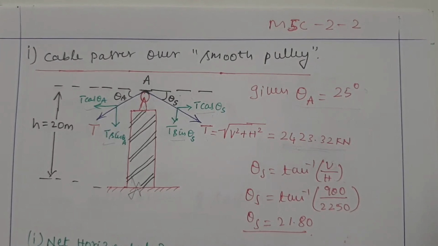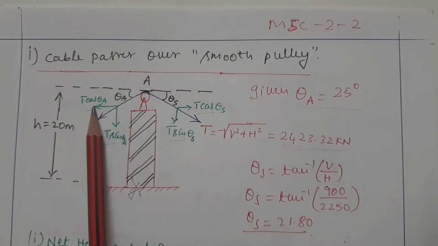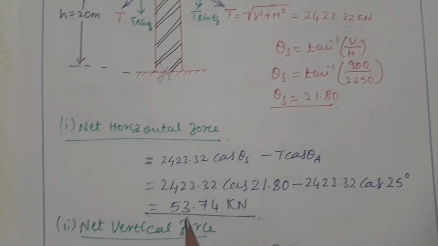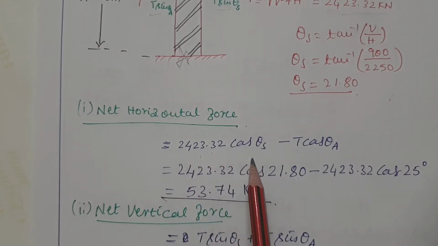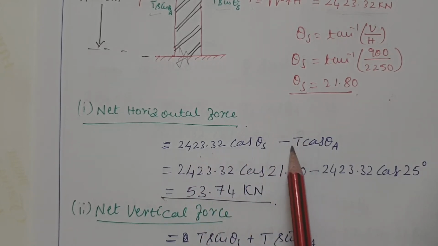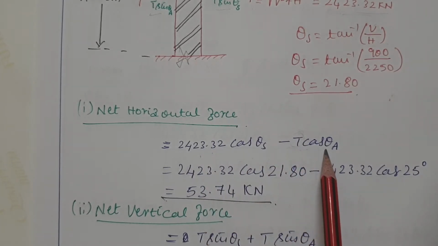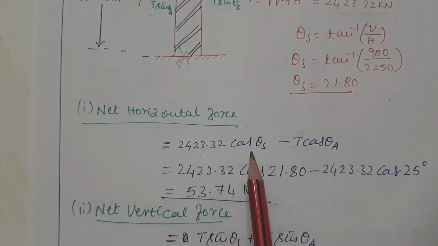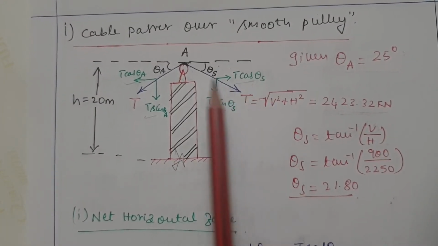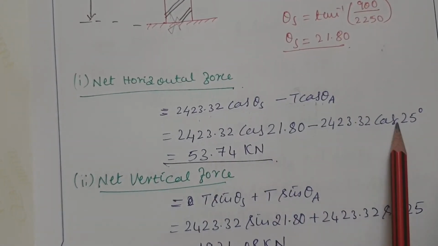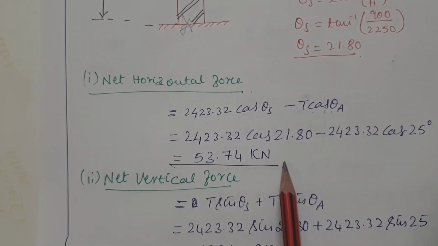For the net horizontal force, moving right hand side is positive, moving left hand side is negative. The tension value, you know already, is 2423.32. So it is T cos theta s minus T cos theta a, since this T value remains the same. This is positive, this is negative. Substitute all the values here and you will get the net horizontal force.